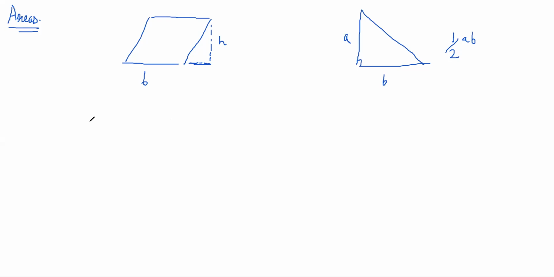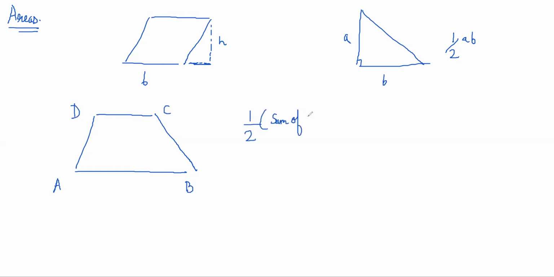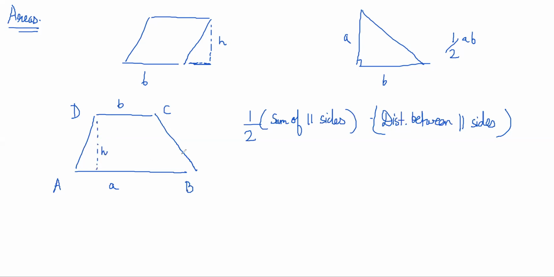Area of a trapezium. So average of the bases into height. Okay. So A, B, C, D. It is half into sum of parallel sides into distance between parallel sides. Or you can say average of the bases into the height. So this length is A, this length is B, and this height is suppose H. So area of the trapezium will become half into A plus B into H. How is it coming like that?